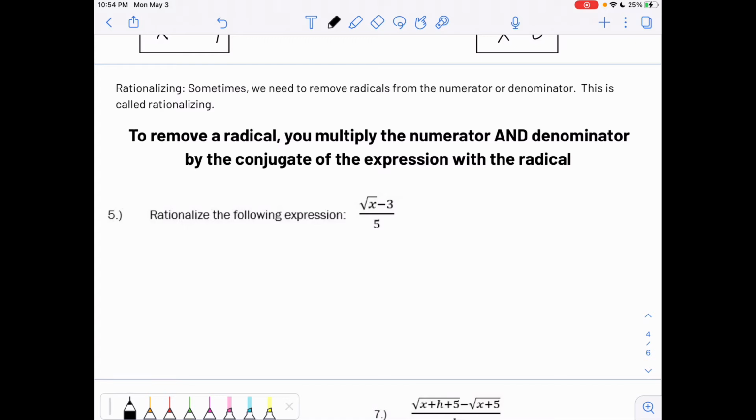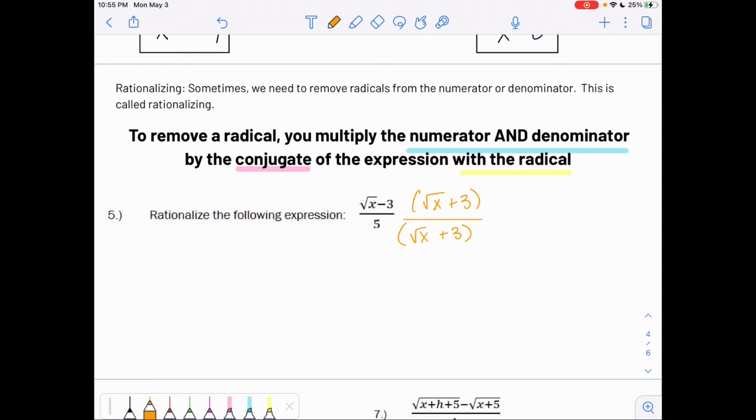In order to remove a radical, you need to multiply the numerator and denominator by the conjugate of the expression that has the radical. If I look at number 5 here, it says rationalize the following expression. I can see that there's a radical in the numerator right here. So I want to think about what the conjugate of the expression in the numerator is. Well, the conjugate of the square root of x minus 3 will be the square root of x plus 3. And you have to make sure you multiply top and bottom by that whole expression, because remember, you really are only multiplying by 1, so you don't change the fraction.